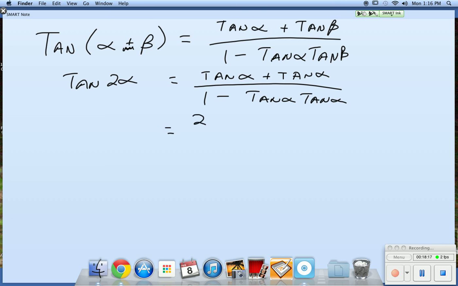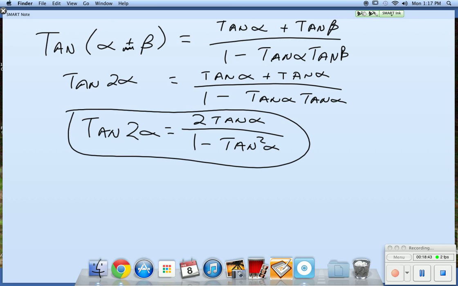On top is 2 tangent alpha. On the bottom, 1 minus tangent squared of alpha. That is our other double angle for tangent. No, it isn't. It's 2 tangent, yeah, tangent squared on the bottom.